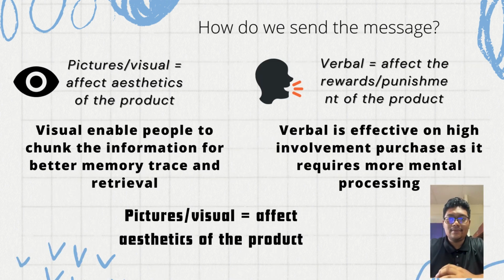How do we send the message? Picture or visual affects the aesthetic of the product. Verbal affects the reward and punishment of the product. Visual enables people to chunk the information for better memory trace and retrieval. Verbal is effective on high involvement purchases as it requires more mental processing. Picture and visual affect the aesthetic of the product.